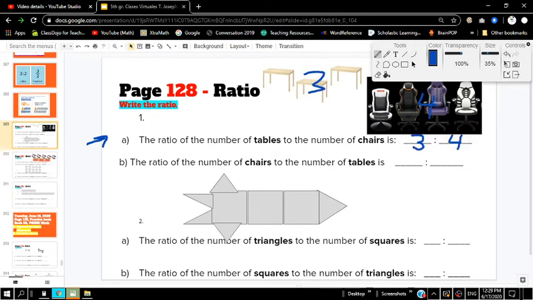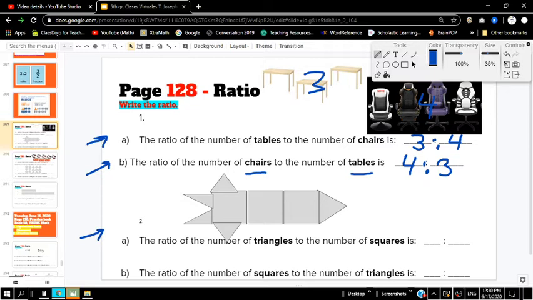You'll notice that we put that little colon right in the middle, all right? I already have it in there for you, and the book already has it placed there for you. So it's just 3 to 4. Now, letter B is just the opposite, right? The number of chairs to the number of tables. Well, we would do 4 to 3. Good.